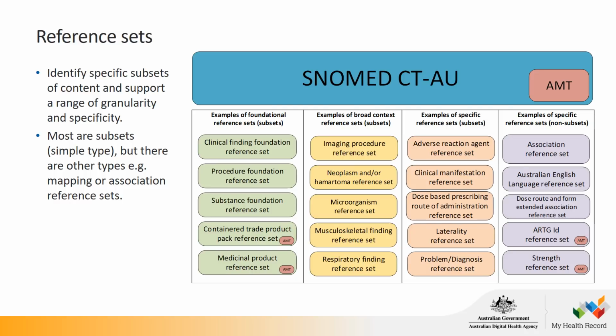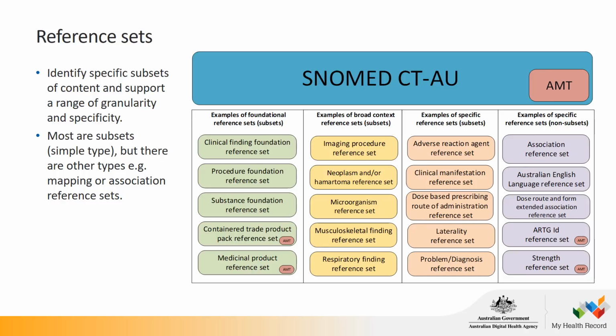We can limit these reference sets further into what we call broad context reference sets, which are the yellow boxes. For example, the Imaging Procedure Reference Set contains procedure concepts related to imaging, or you can get all neoplasms and put them into a reference set. Moving to the right, we can have even more specific reference sets, such as the adverse reaction agent reference set, which contains substances that can be foods, medicines, or other products that cause adverse reactions.